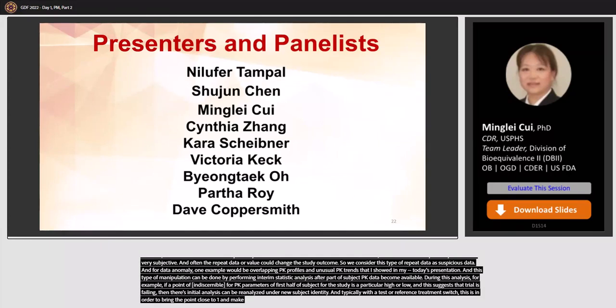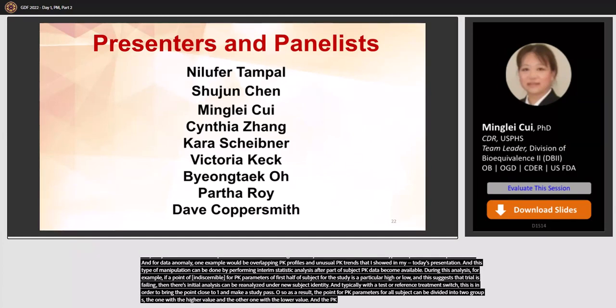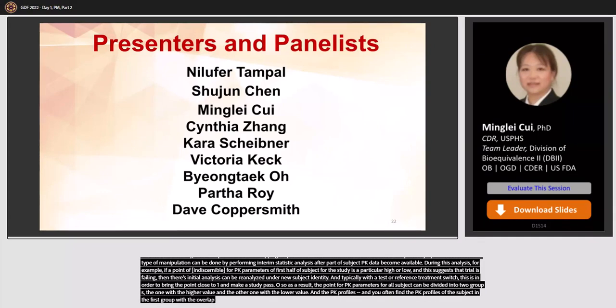So as a result, the point estimate of all these PK parameters for all subjects can be divided into two groups, one with the higher value and the other with the lower value. And you often find the PK profiles of subjects in the first group would overlap with some of those subjects in the second group. I hope that's helpful. Thank you.